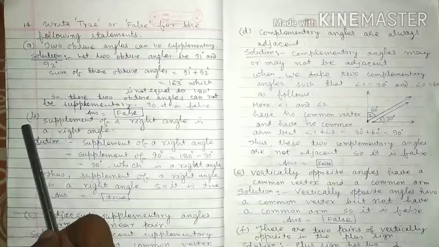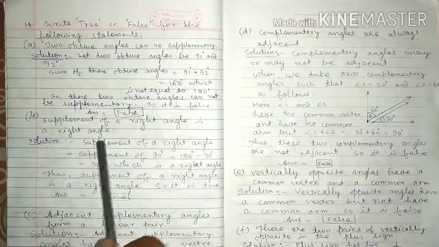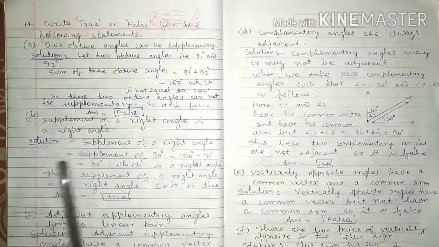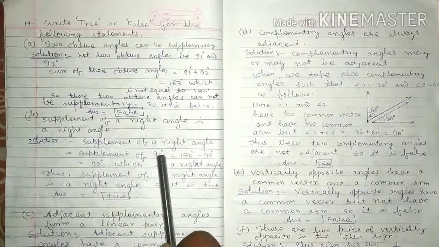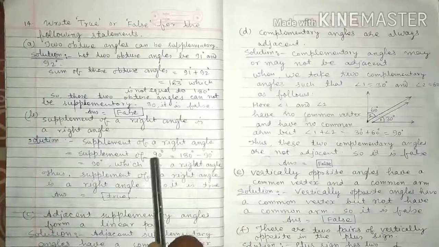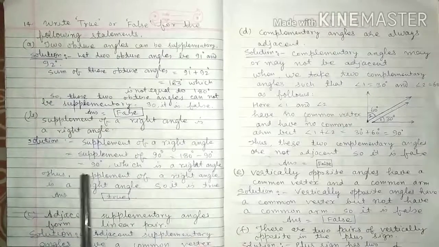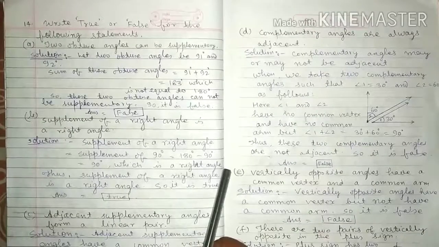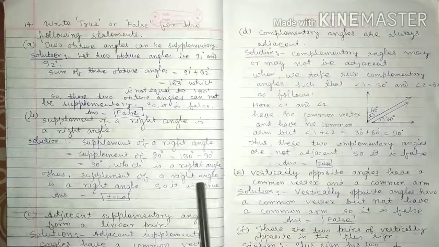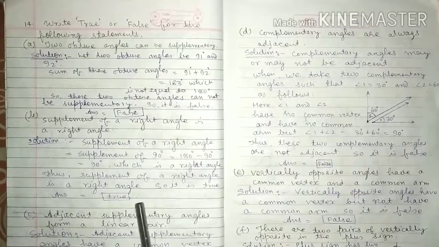Now question number B. Supplement of a right angle is a right angle. For the solution of this question, we write supplement of a right angle equals supplement of 90 degree. Right angle means 90 degree. This equals 180 degree minus 90 degree. This equals 90 degree, which is also a right angle. Thus, supplement of a right angle is a right angle. So it is true. Answer true.